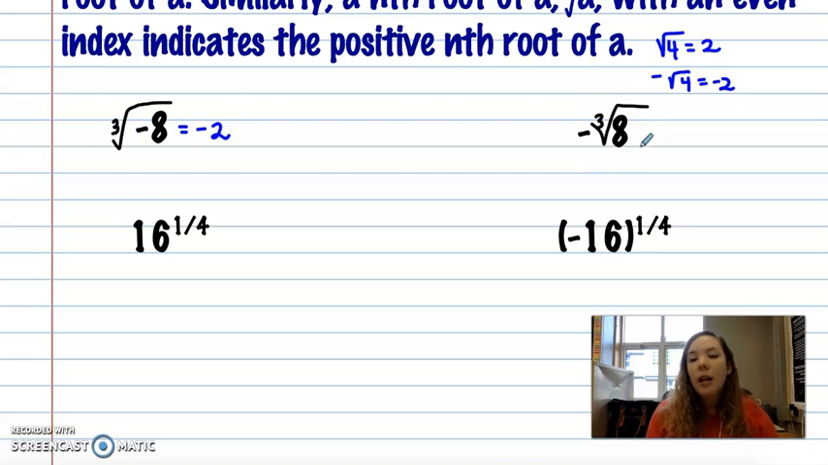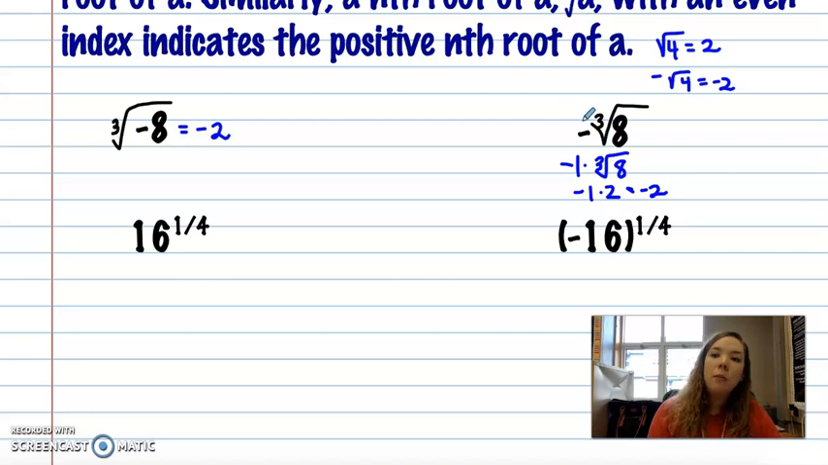This one is saying that it wants the cube root of 8, but then we're taking it times negative 1. Really there's a negative 1 in front of this cube root. So this is negative 1 times 2, which also happens to be negative 2, but that's not always the case. So be careful, there is a difference between how these two are written, and they mean different things.